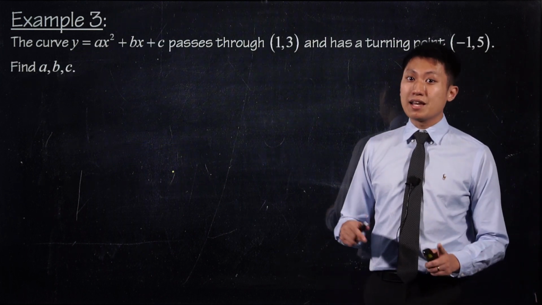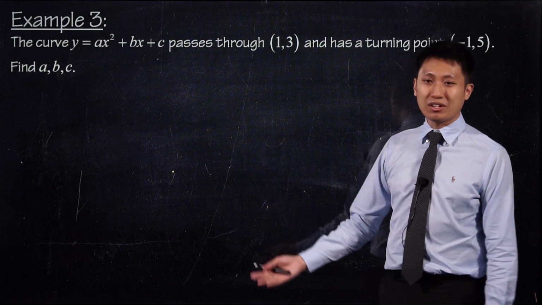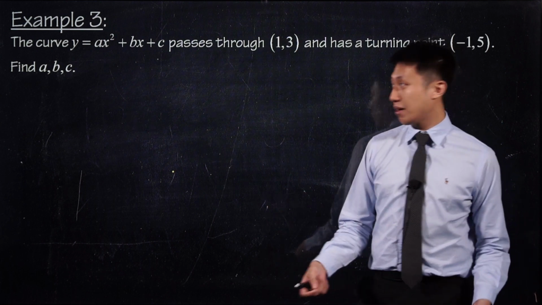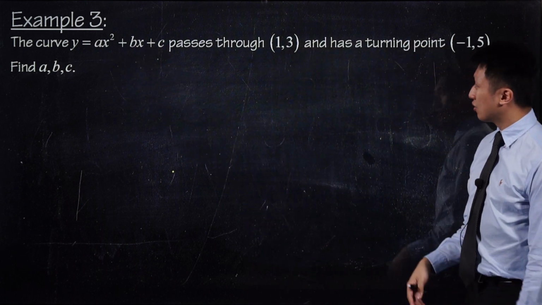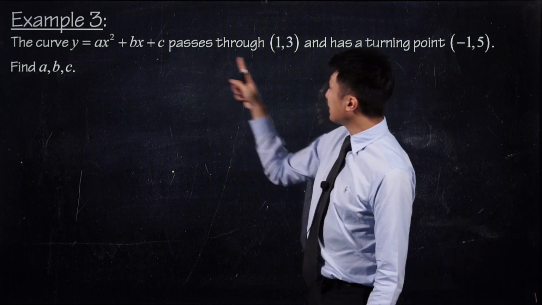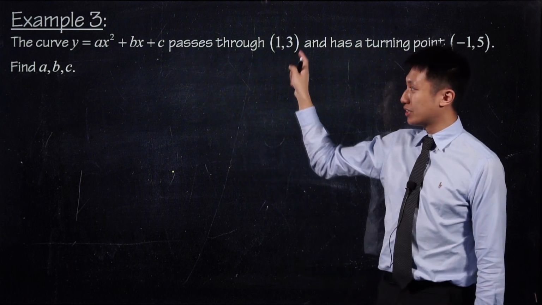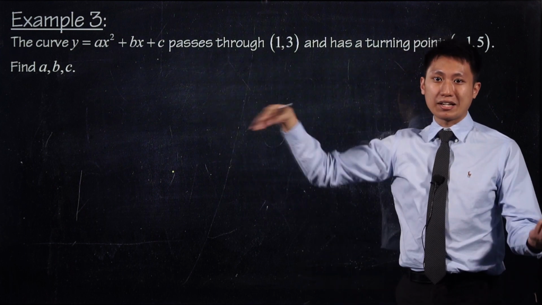Okay, this is a little bit more difficult, right? You can expect this one to be a lot longer. Why? Because there are A, there are B, there are C. So, a few pieces of information you need to take note of. It passes through (1, 3). So, you sub that into here. You get left hand side equal right hand side.